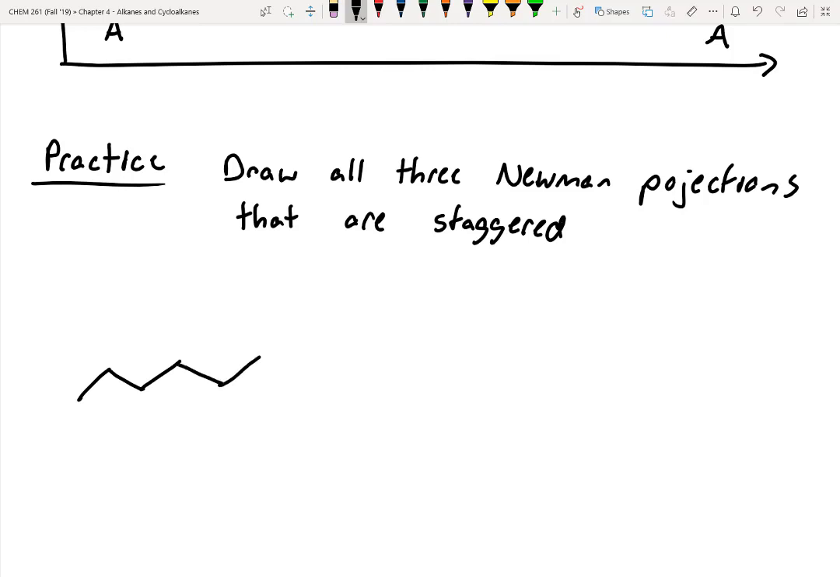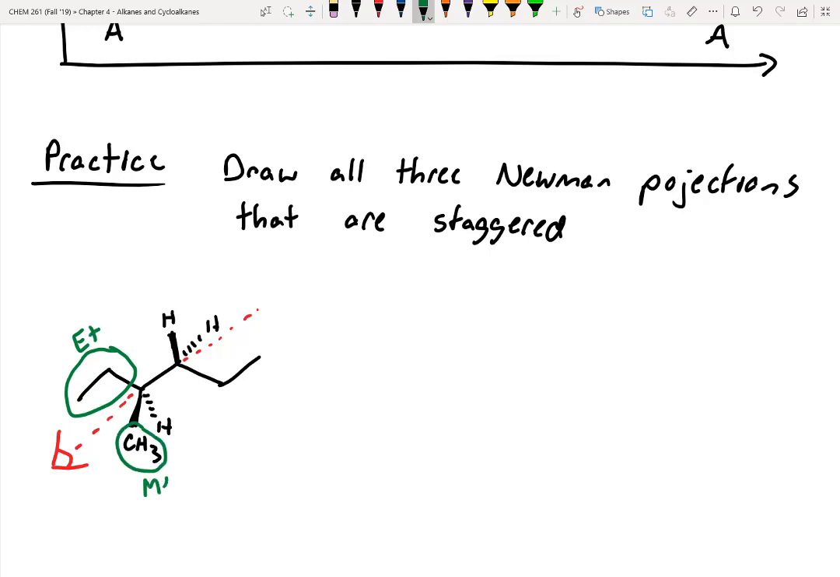All right, in this one, we're going to be looking at a specific bond, but let me fill in these remaining pieces. We're going to be looking down this bond. If I wanted to write this out, what could I call this group? Ethyl. We can abbreviate ethyls as ET. We can abbreviate methyls as ME. And then what about this group? Another ethyl group.